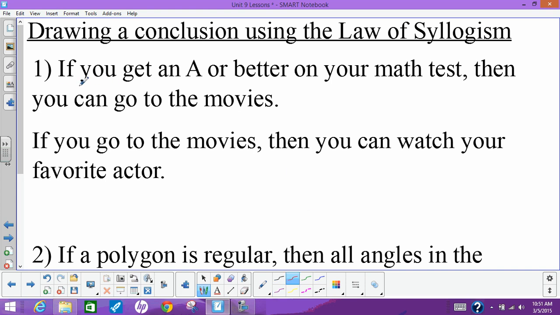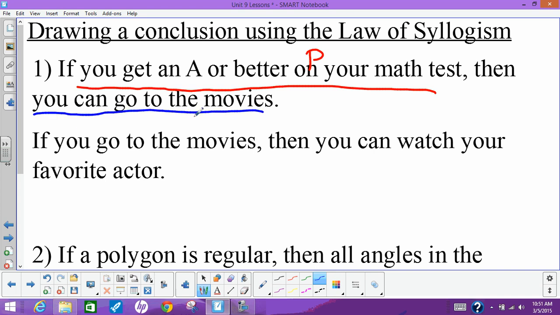Start with the first statement. If you get an A or better on your math test, that's our P. You can go to the movies is our Q. So P and Q from the first one.